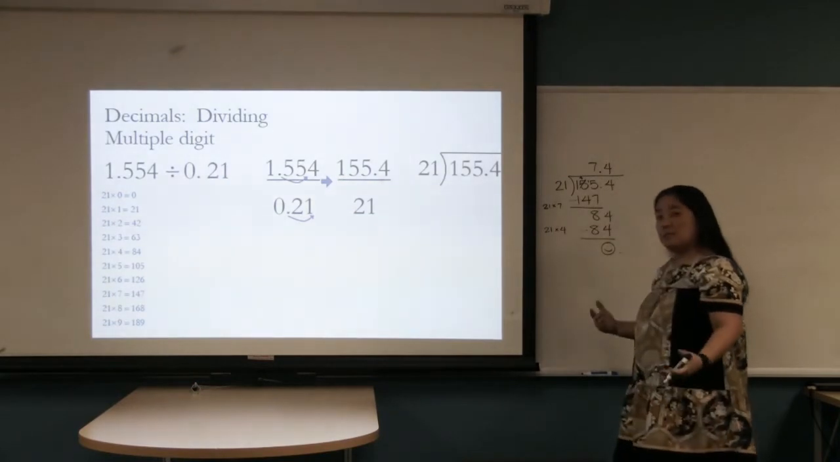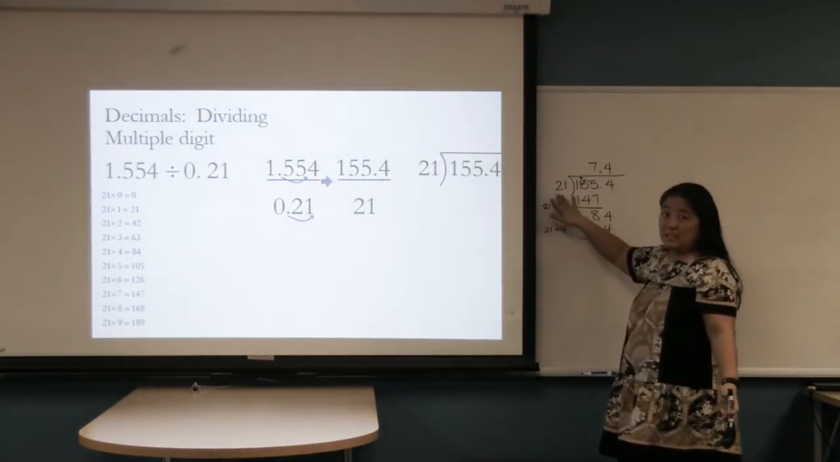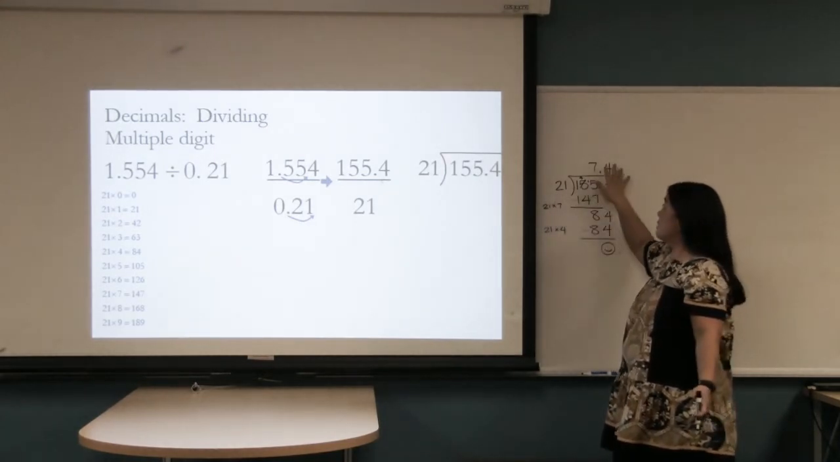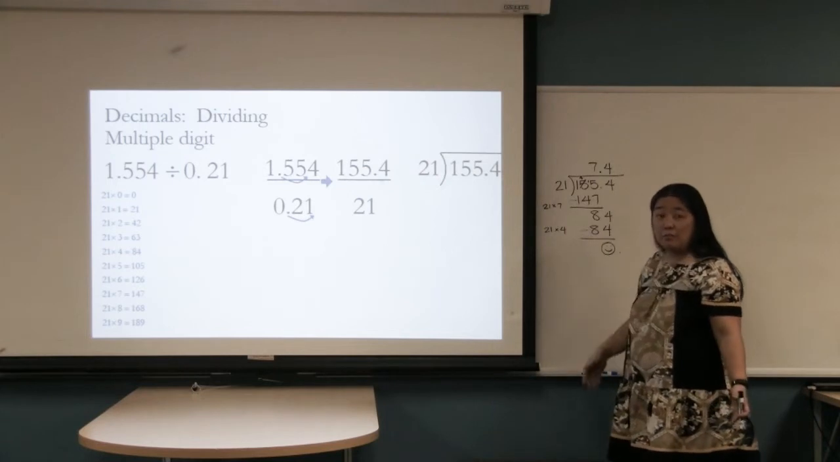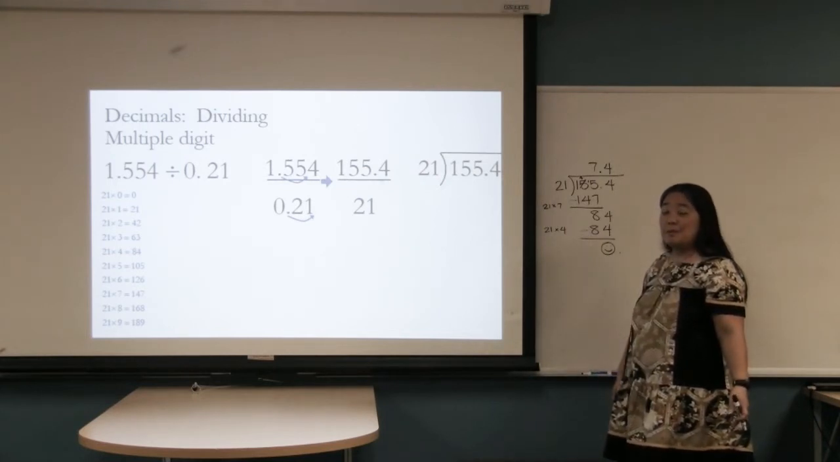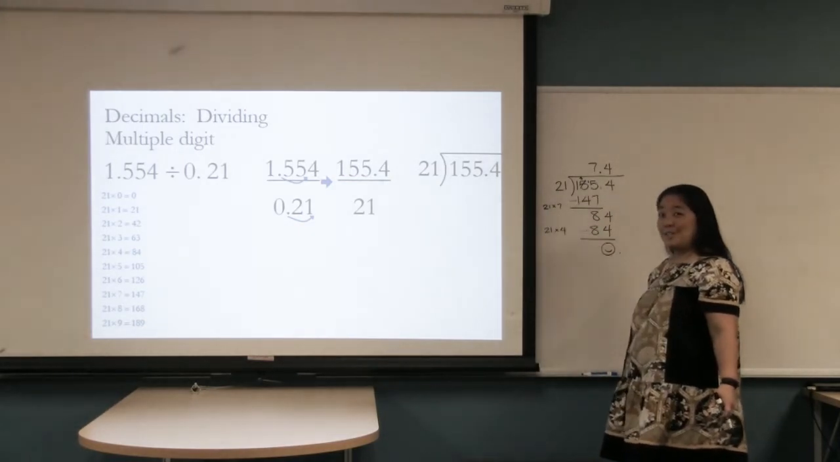Now, let's do some estimation here. 7 20s is about 140, so a little over 7 and a little over 20 is about 155. So you can make sure that you can get really close to the answer using estimation.